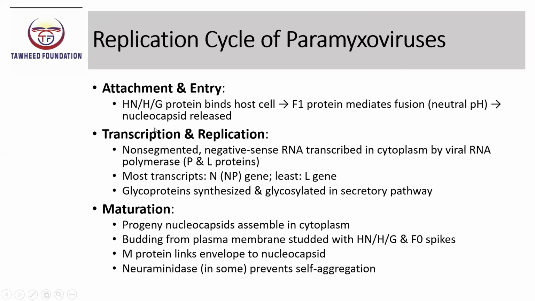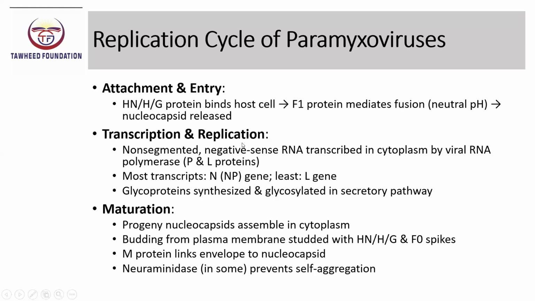Replication cycle: attachment and entry, transcription and replication, and maturation. So attachment: these viruses attach to the host cell via the hemagglutinin glycoprotein, that is HN, H or G protein. Next, the virion envelope fuses with the cell membrane by the action of fusion glycoprotein F1 cleavage product. Fusion by F1 occurs at the neutral pH of the extracellular environment, allowing the release of the viral nucleocapsid directly into the cell.